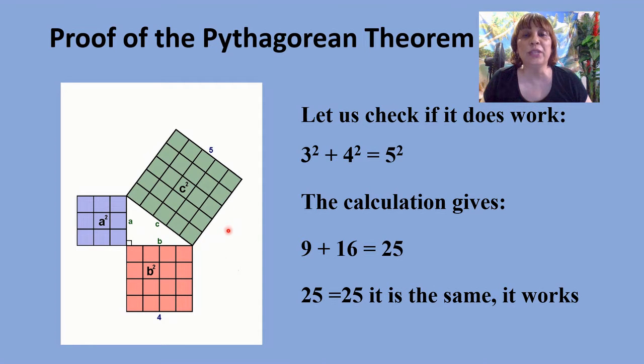Now, let's do the calculation. 3 squared gives us 9, 4 squared gives us 16, and when we add that together, we get 25. And the value of 25 is the value of C squared, which is 5 times 5, 25.